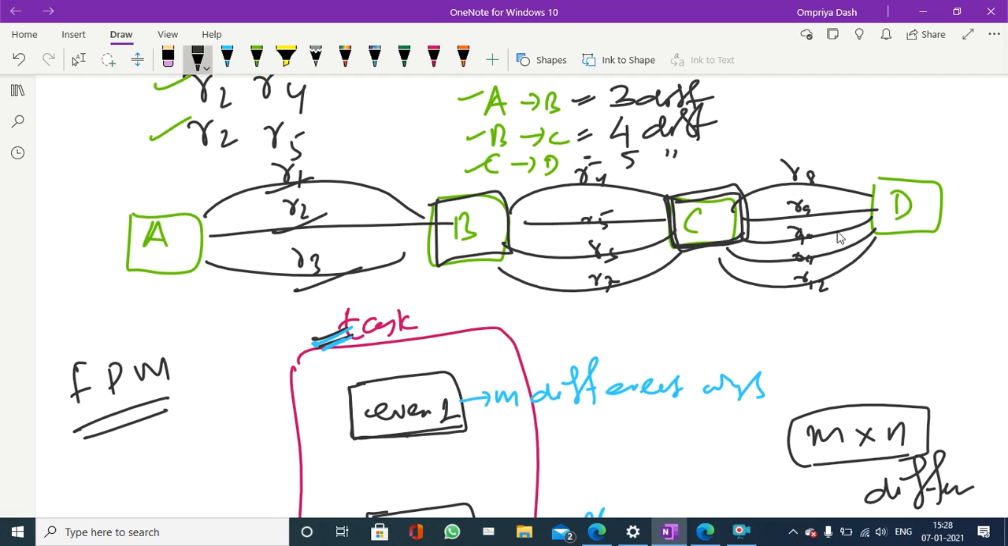So here 3 events are happening one after another. The first event happens in 3 different ways, following which the second event can happen in 4 different ways, following which the third event can happen in 5 different ways. Therefore, the entire task can happen in 3 into 4 into 5 is equal to 60 different ways. That means there are 60 different ways in which you can go from A to D via B and C.